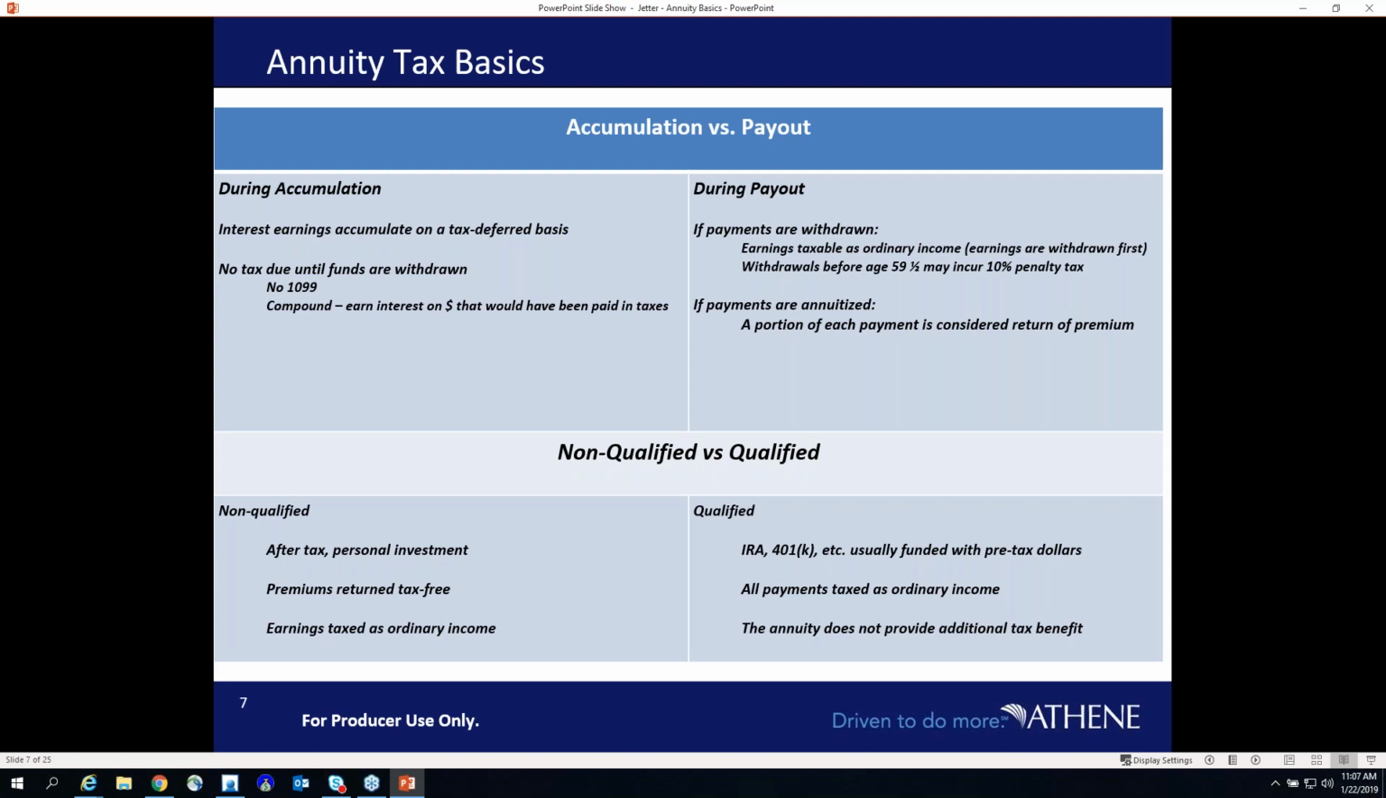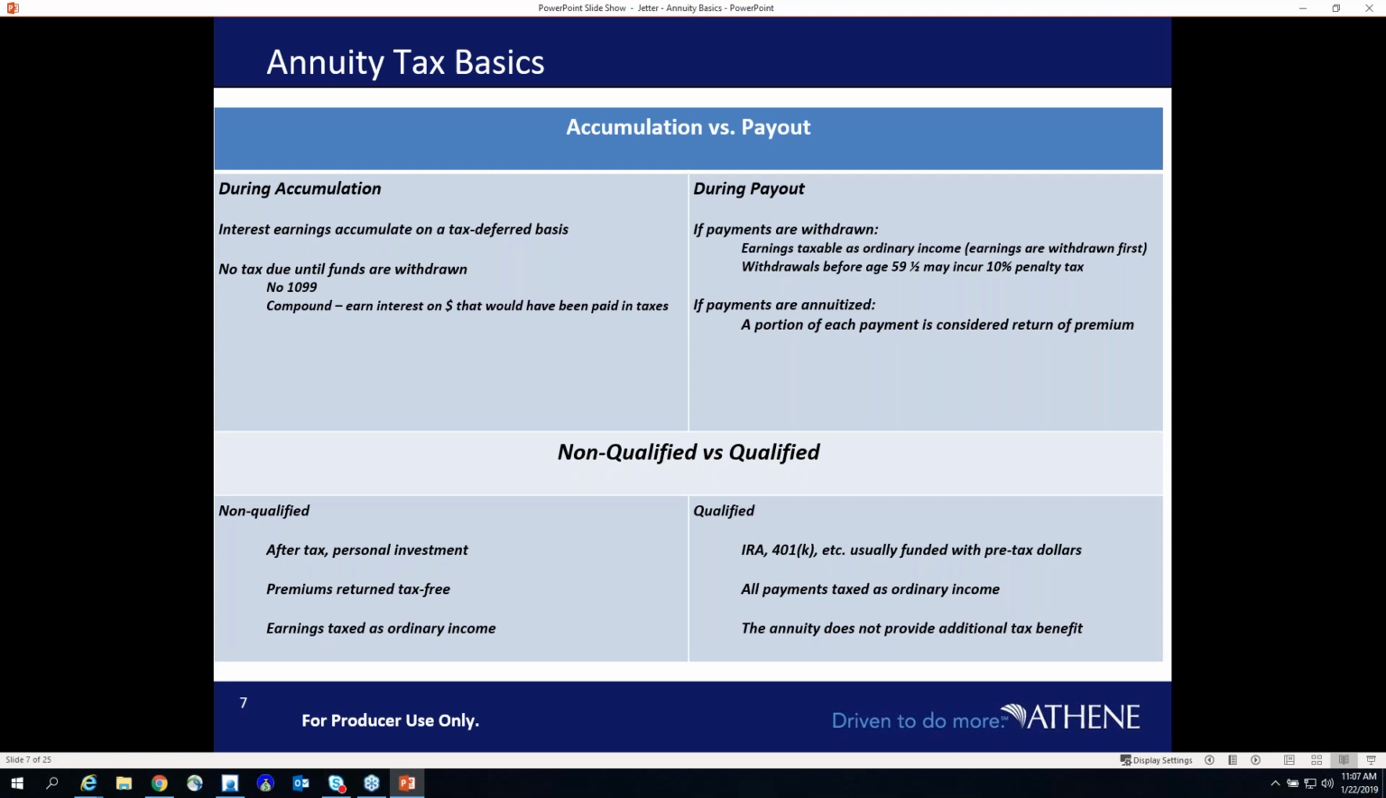Now, during the payout phase, when payments are withdrawn, earnings are taxable as ordinary income. Earnings always come out first. It's what we call last in, first out on annuities. So withdrawals before the age of 59 and a half may incur a 10% IRS tax penalty as well. If the payments are annuitized, a portion of each payment is considered a return of premium.